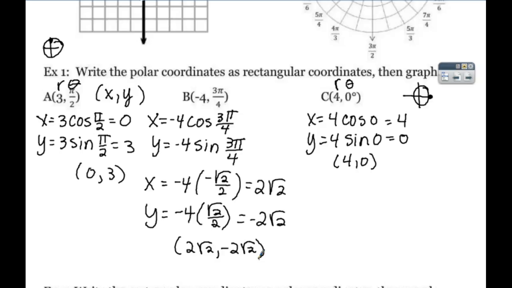All right? So if you're given the polar and you're going to rectangular, the only thing you have to do is this. That's it. Nothing else. So if you're given polar and you go to rectangular, this is it. We're going to use the tangent if we go the other way.